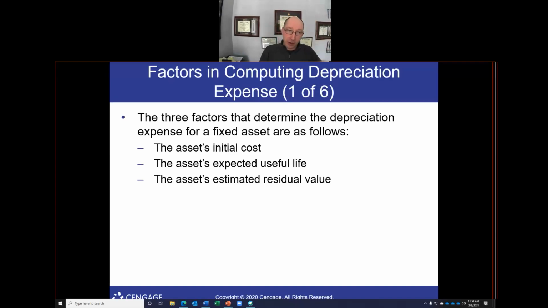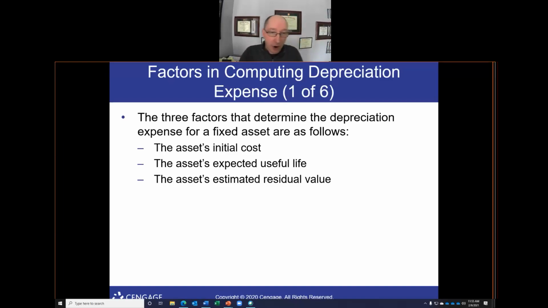Okay, now let's walk through how to depreciate an asset. The first thing you need to do is figure out the asset's initial cost. Remember, the initial cost is the purchase price plus delivery plus installation plus modifications minus any type of error, defect, or damage. That's the initial cost of the asset. Okay, that's step one.